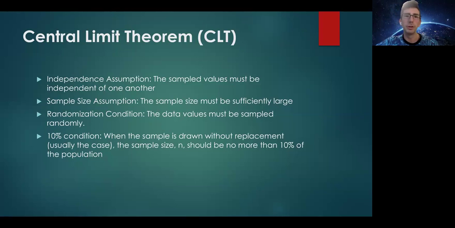The randomization condition says the data values must be sampled randomly, and there's something called the 10% condition. When the sample is drawn without replacement, which is usually the case, the sample size should be no more than 10% of the population. So if my population is only 1,000 people, then my sample size shouldn't be more than 10% of that.